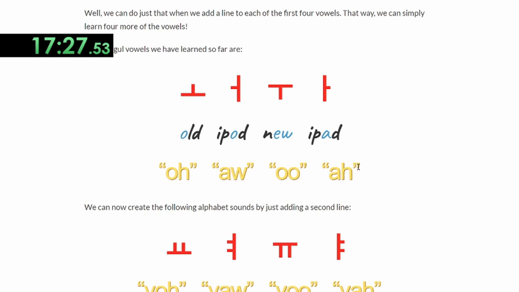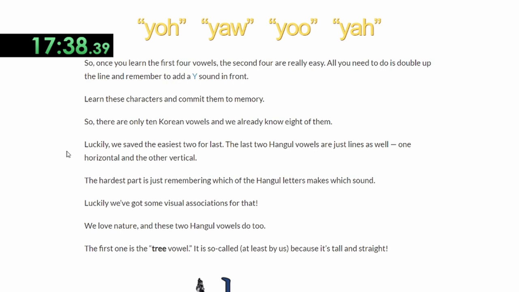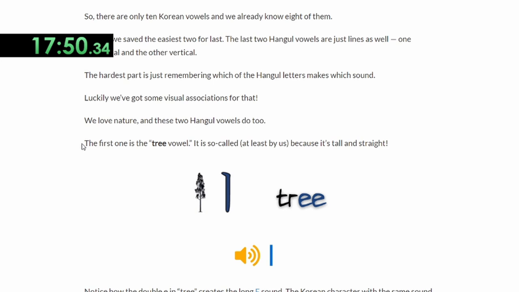So there are only 10 Korean vowels, and we already know 8 of them. Luckily, we have saved the easy two for last. The last two Hangul vowels are just lines as well, one horizontal and the other vertical. The hardest part is remembering which of the Hangul letters makes which sound. Luckily, we've got some visual associations for that.